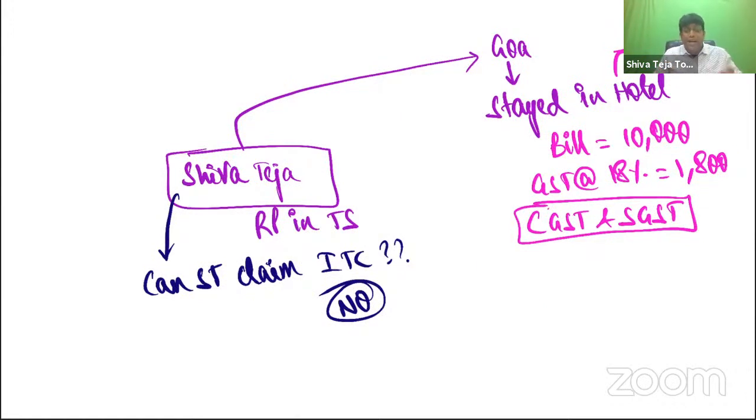I repeat once again. Shiva Teja, being a registered person in Telangana state, I can claim credit of two things. Number one, I can claim credit of CGST, SGST paid in Telangana state, and I'll also claim credit of IGST. But I can't claim credit of CGST, SGST paid in Goa. But imagine if I have got registration in Goa also, then at the time of bill, I will give my Goa GST number, and then I can take credit in Goa GST number. But I can't take credit in Telangana GST number. That's the point. Good.